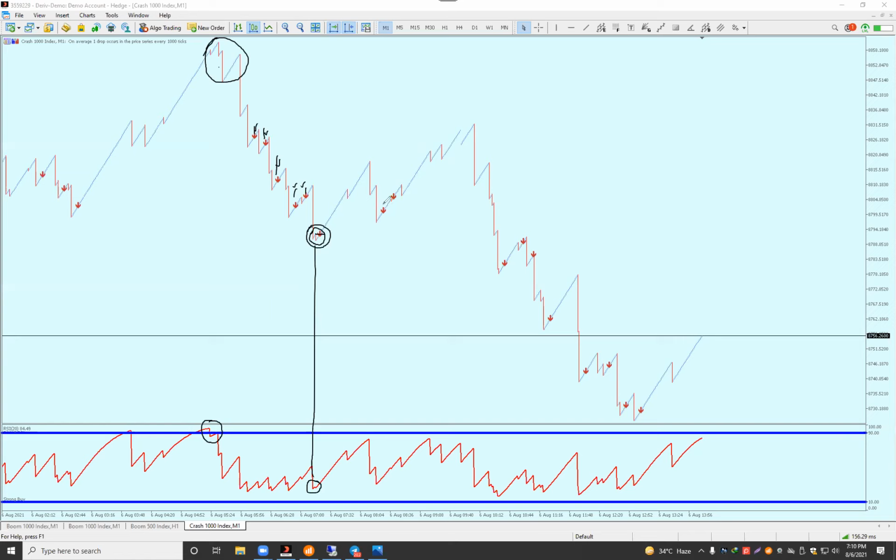Here, when you get this signal, now after this signal you are not getting any spike. Did you miss one spike, a very small spike here? I'm expanding the chart.